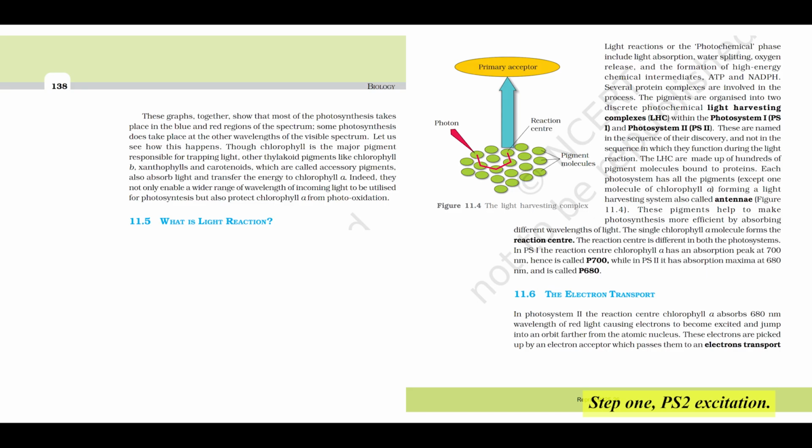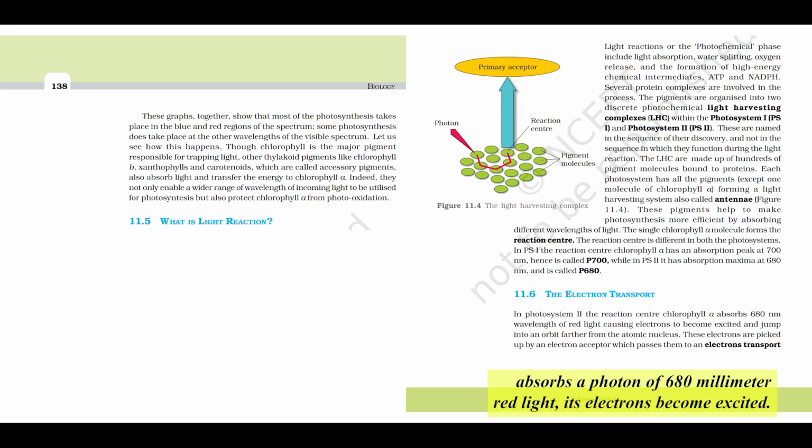Step 1, PS2 excitation. It all begins in photosystem 2. When the reaction center chlorophyll A, P680, absorbs a photon of 680 nanometer red light, its electrons become excited. They gain enough energy to jump to a higher energy level. This leaves P680 electron deficient or oxidized. Step 2, primary electron acceptance. These highly energetic, excited electrons don't just hang around. They're immediately picked up by a molecule called the primary electron acceptor.